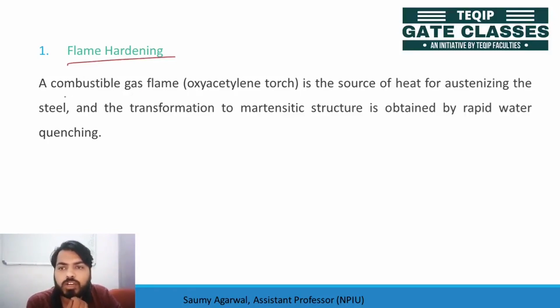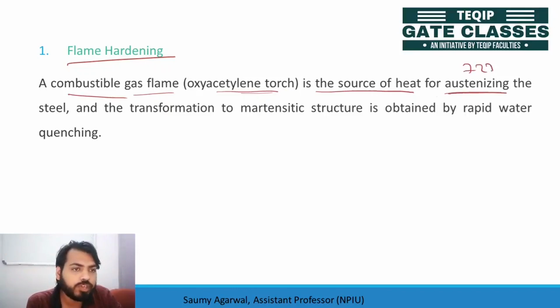So in flame hardening, you have a combustible gas flame, an oxyacetylene torch, which is the source of the heat. With this gas flame, you increase the temperature above the austenitizing temperature, which is 727 degrees Celsius.